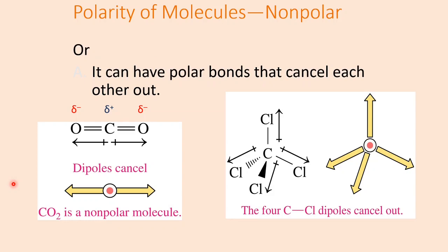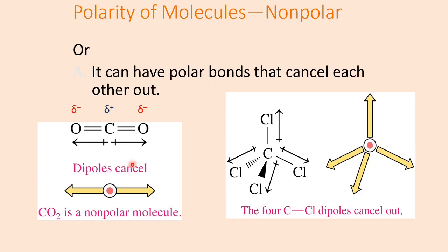A molecule could be nonpolar even if it has polar bonds, if those bonds are arranged so that they cancel each other out. Carbon dioxide has two polar bonds. The difference in electronegativity between carbon and oxygen is 1, making a bond between them polar. But one oxygen pulls electron density away in this direction, and the other pulls it in the opposite direction. The two dipoles cancel each other out.